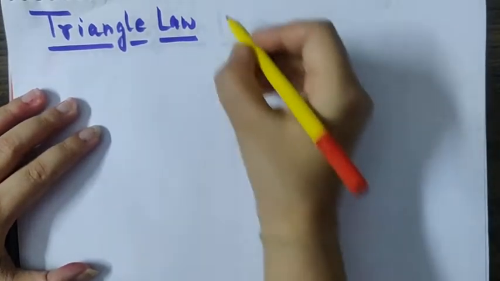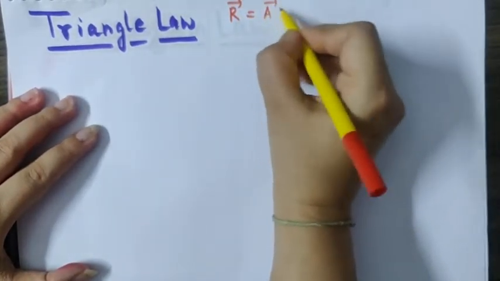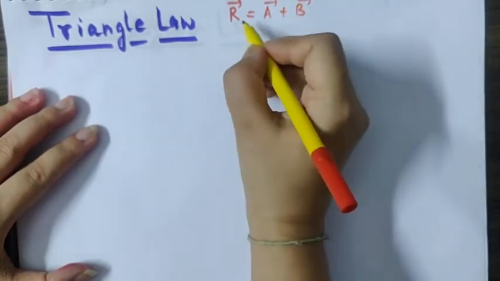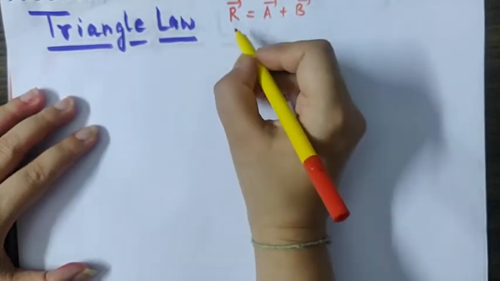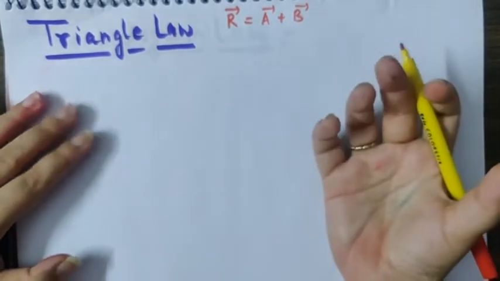Now what are we going to do? We have to find the R vector, A vector plus B. We know every vector has magnitude as well as direction. So I'll be finding out its magnitude. How should its magnitude be calculated?